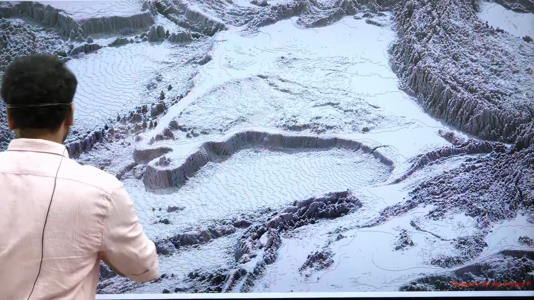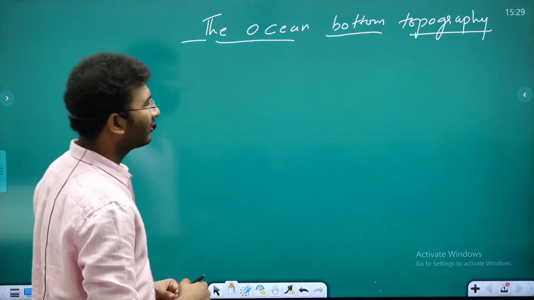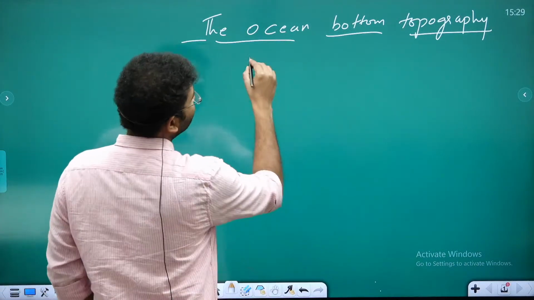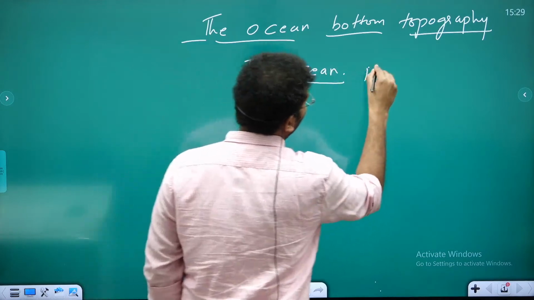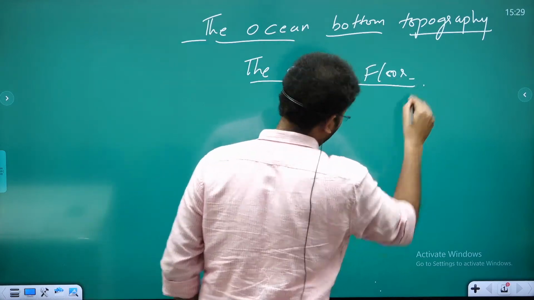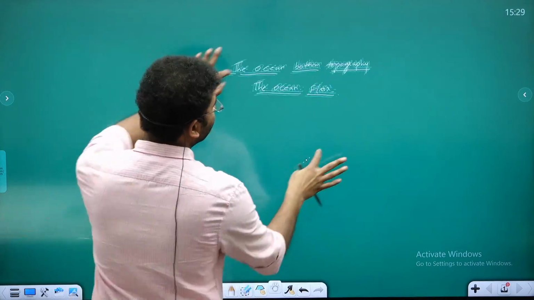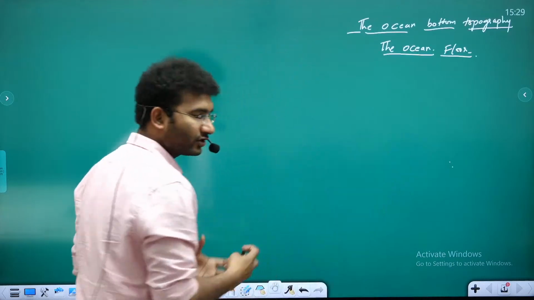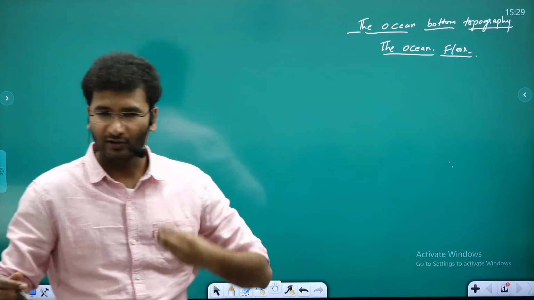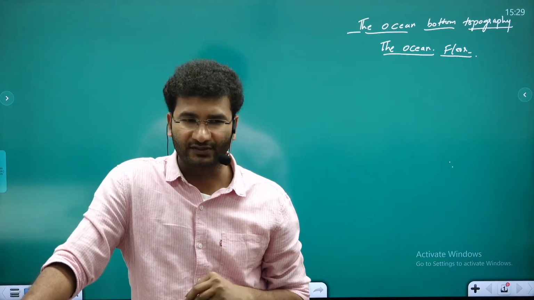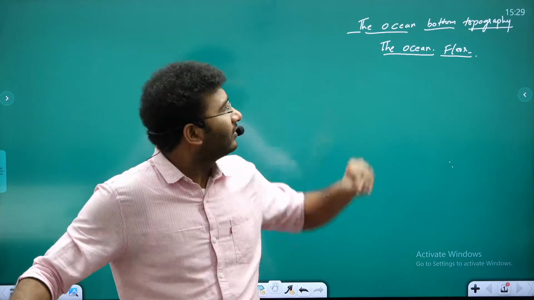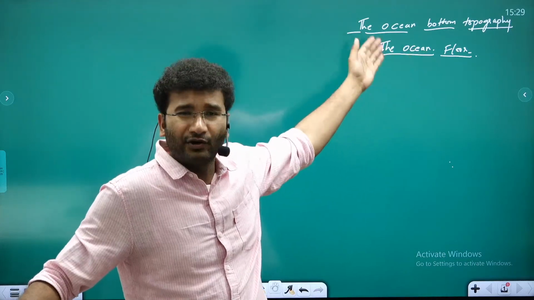So quickly, let's move into the ocean bottom topography or else the ocean floor. What do you see on the ocean floor? This is what we are going to learn today. And after this topic, we'll also move to the factors affecting the temperature of the oceans, right? So firstly, coming to the ocean bottom topography or the ocean floor.